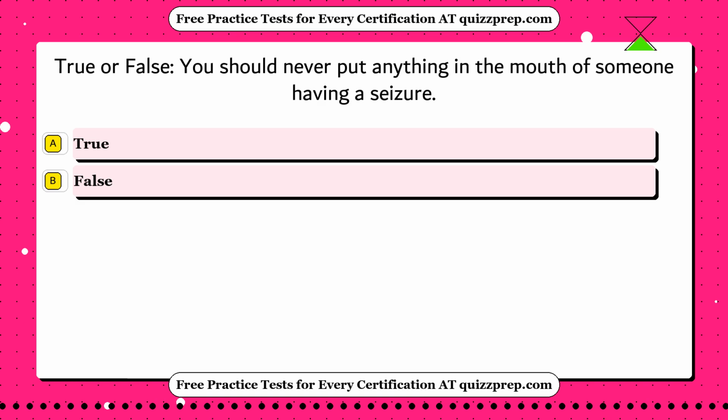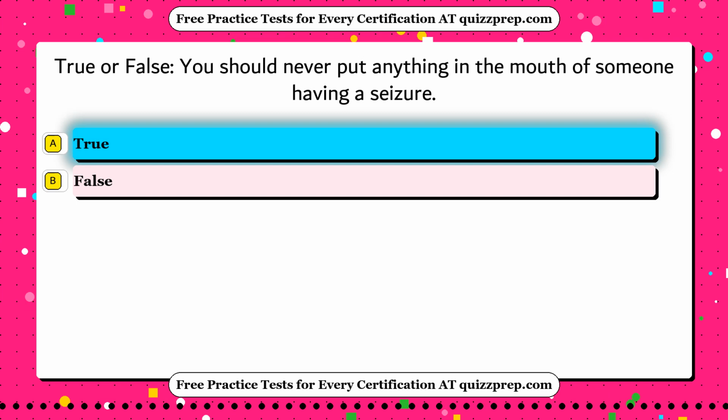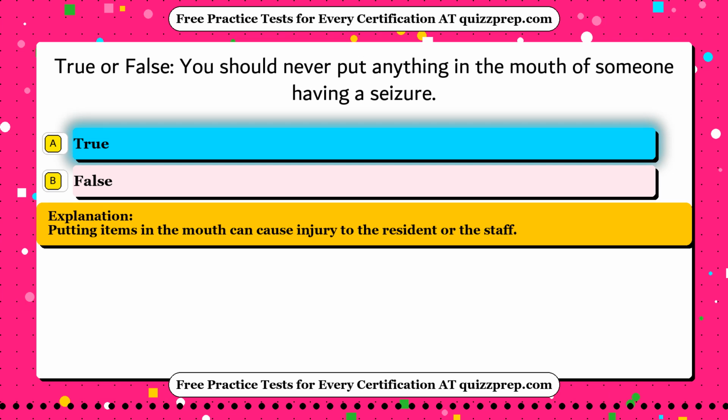Question 143. True or false, you should never put anything in the mouth of someone having a seizure? Option A, true. Option B, false. The correct answer is option A, true. Putting items in the mouth can cause injury to the resident or the staff.